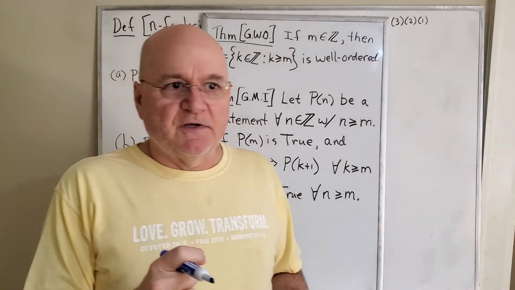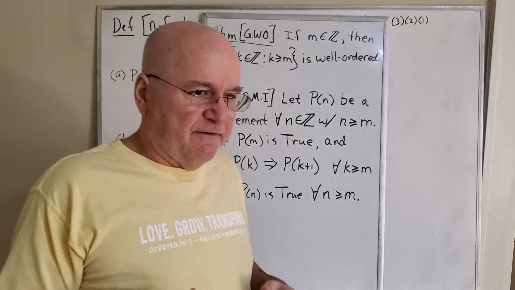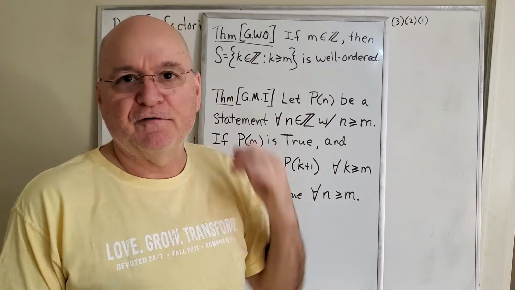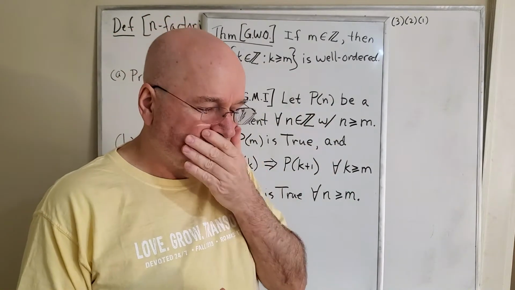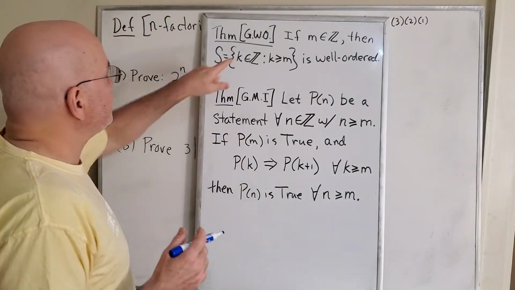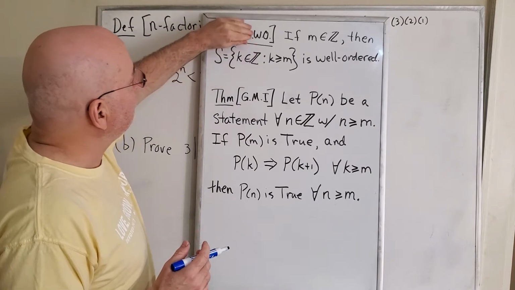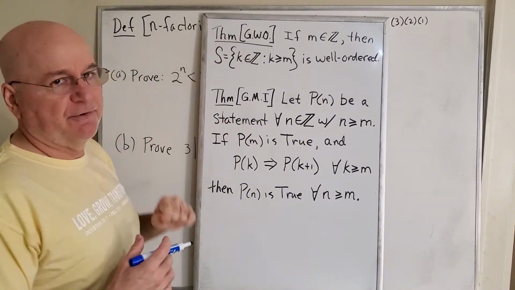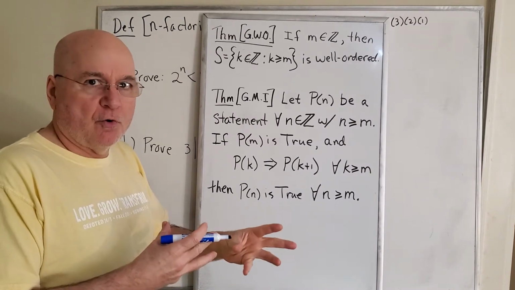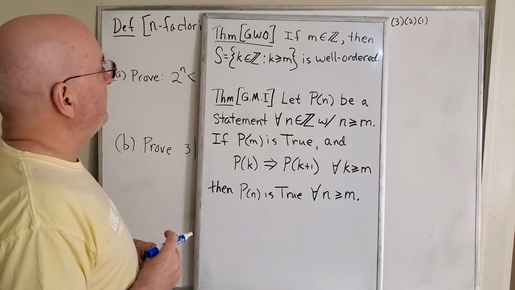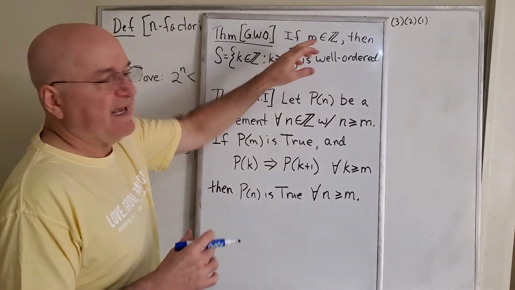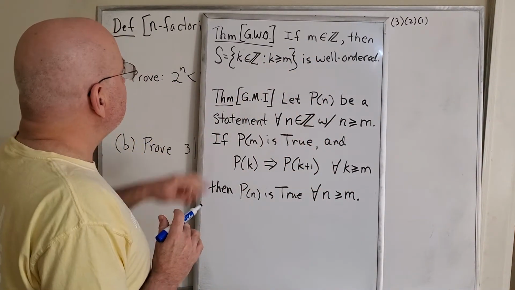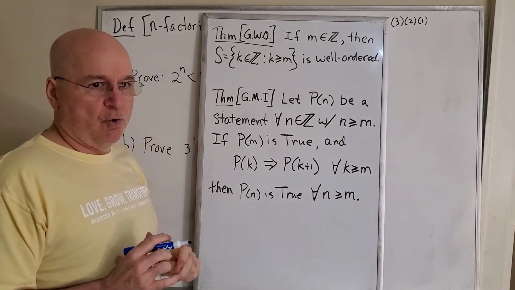Well, first we'll look at a couple of theorems that we've already made references to indirectly in previous videos, and then we'll do a couple of mathematical induction proofs. The first theorem, GWO, we've seen WO, the well-ordering property. This is the generalized well-ordering property. It says that if m is any integer, positive, negative, 0, then this set is well-ordered.